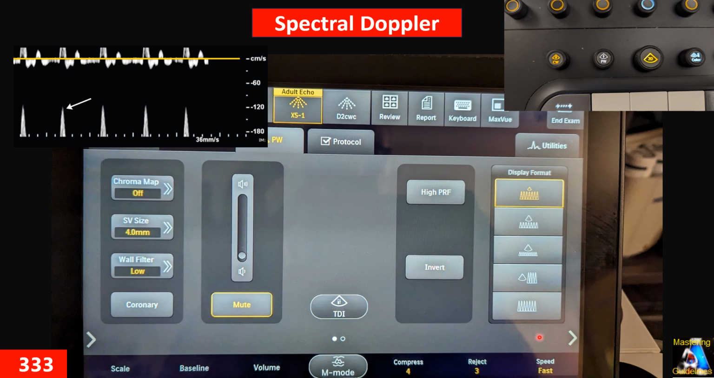We have speed, which is how much our Doppler on the screen goes faster or slower. If we want to get more beats in our frame, we decrease the speed. Especially in respiratory variation, so we decrease it to show more beats in each frame of the image.